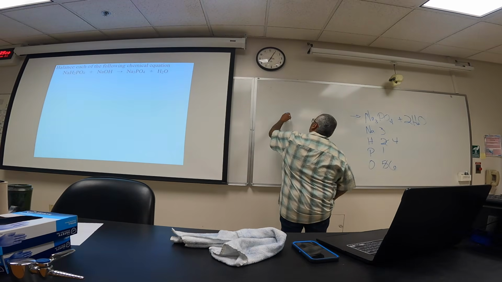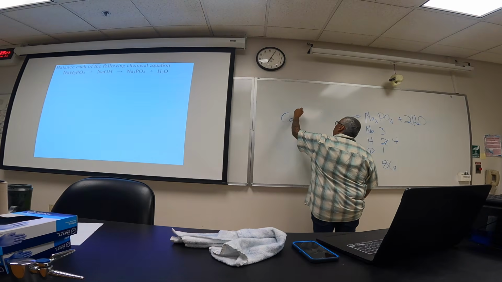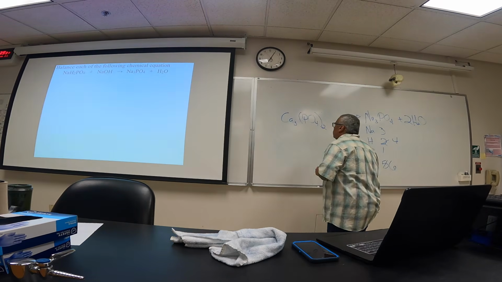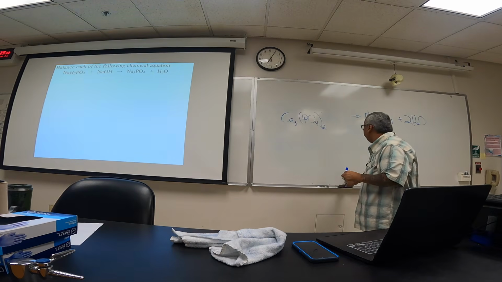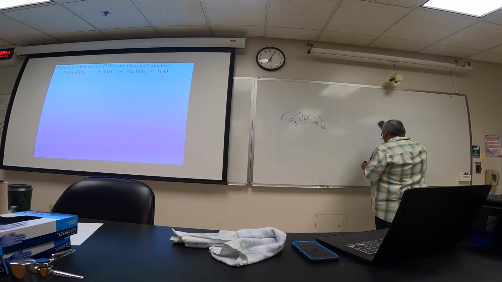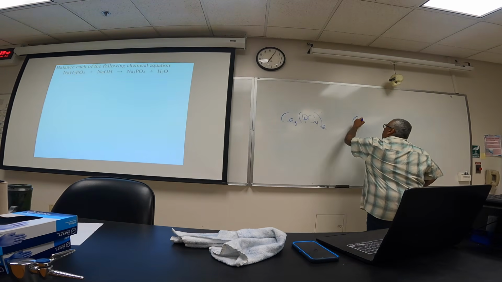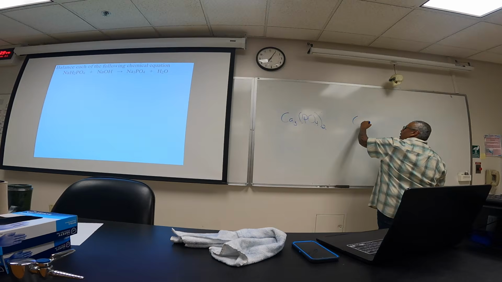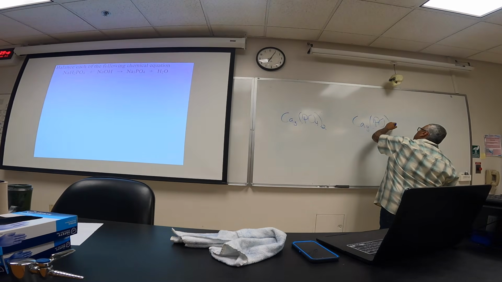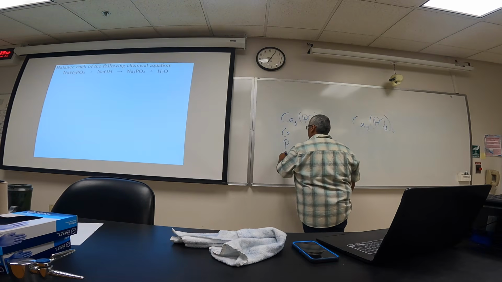Let's go with calcium phosphate. Now, when we're determining the number of elements, because this may come up when you balance equations, I'm going to put the same formula up here, but I'm going to make a change to it. So there's calcium, phosphorus, oxygen.